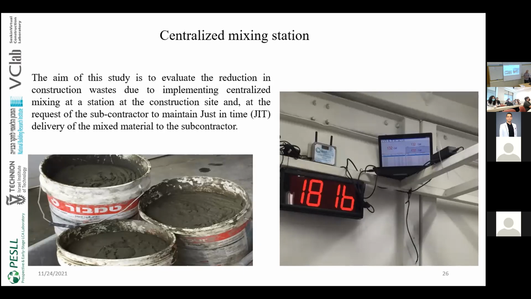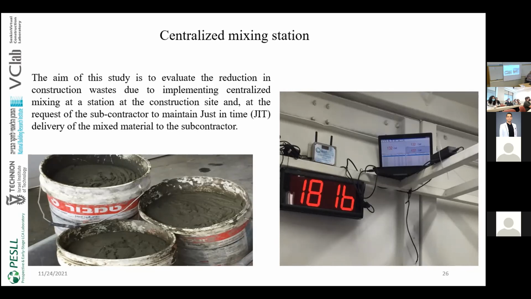The idea of the centralized mixing station: in the conventional way, generally when the subcontractors are working in the construction project, each subcontractor mixes his own materials. For example, the tiling, the plastering, the gypsum work, each in a separate location. So they need to deliver all the materials and all the water inside the construction site. They mix in an inefficient way. And at the end of the day, if there is surplus material, he doesn't care if he wasted it because he doesn't pay money for these materials.